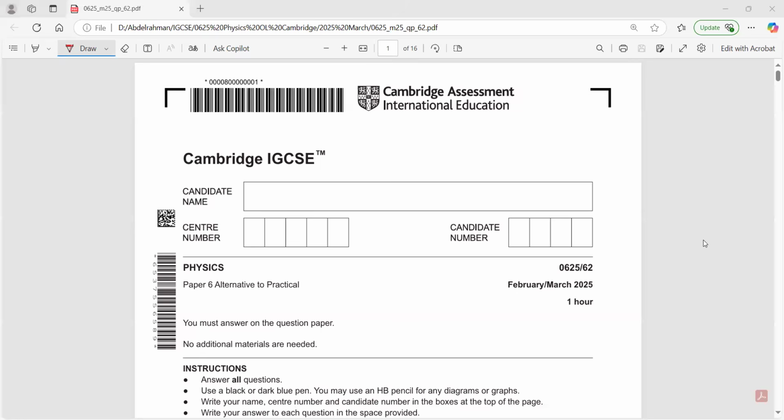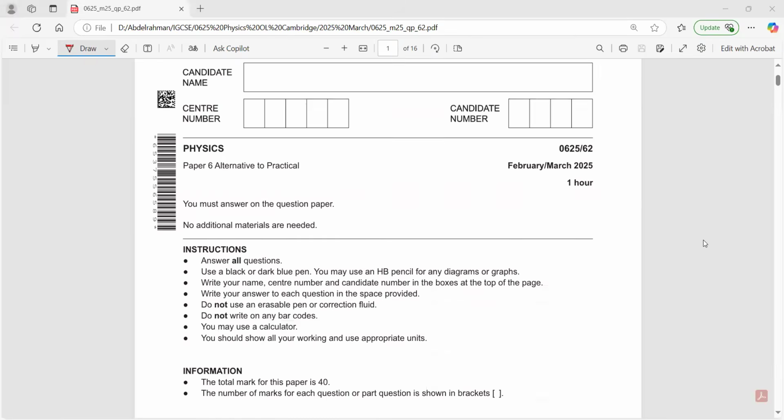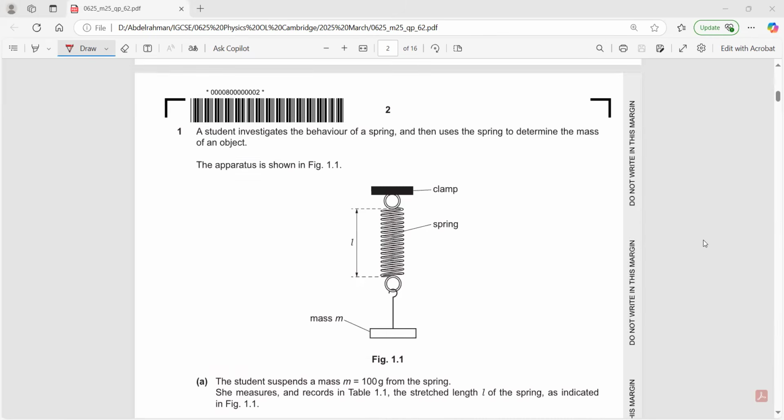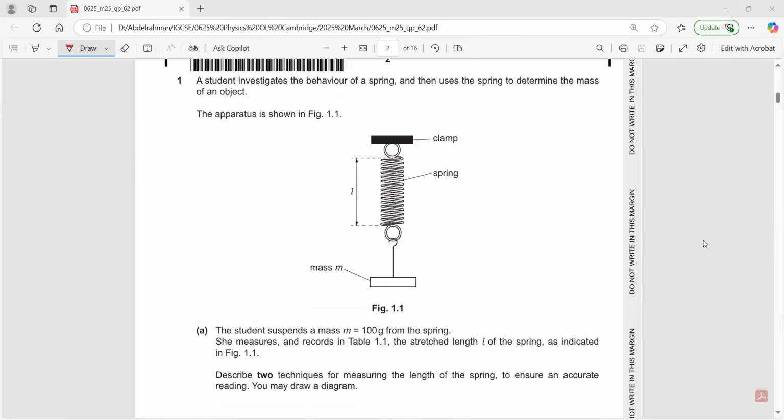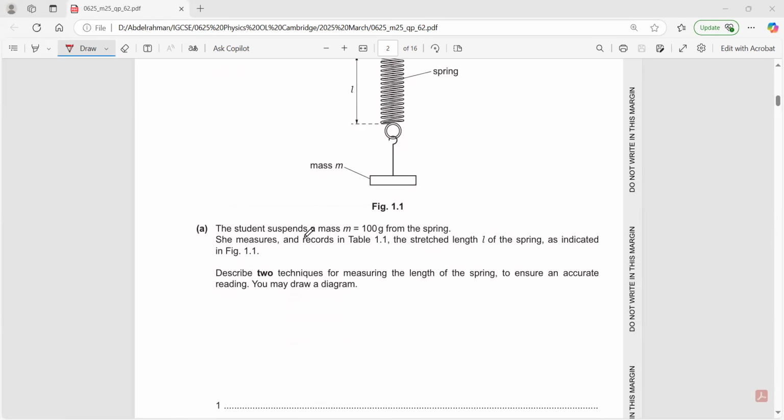Okay, March 2025, paper 6, variant 2. Question 1. A student investigates the behavior of a spring and then uses a spring to determine the mass of an object. The apparatus is shown. We have a spring, we have a clamp, we have the mass m, and then we have the length L. He suspends mass m from the spring.